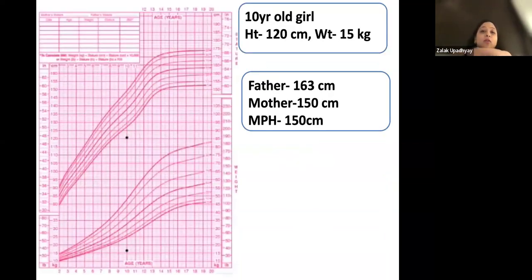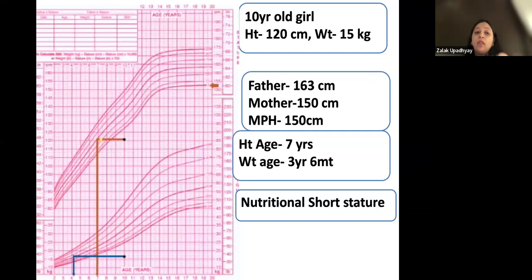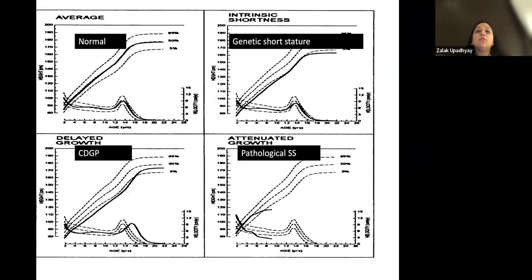Now here we have a 10-year-old girl whose height is 120, weight is 15. Father and mother height is given here. This is now nutritional short stature. Look at the weight. The weight age is only 3 or 6 months. As I discussed, when weight age is more affected than height age, it is a cause of nutritional short stature or maybe some chronic systemic illness. This shows the importance of plotting the weight age and height age in each and every child when you plot the growth chart. So this is what happens.